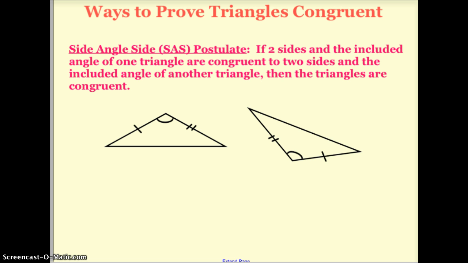The second postulate is called the side-angle-side postulate. If two sides and the included angle are congruent to two sides and the included angle of another triangle, then the triangles are congruent.